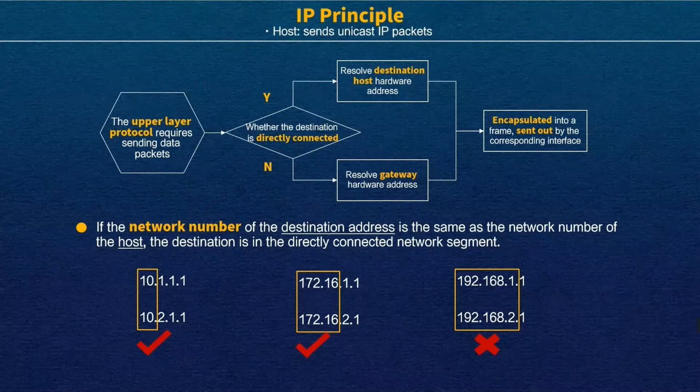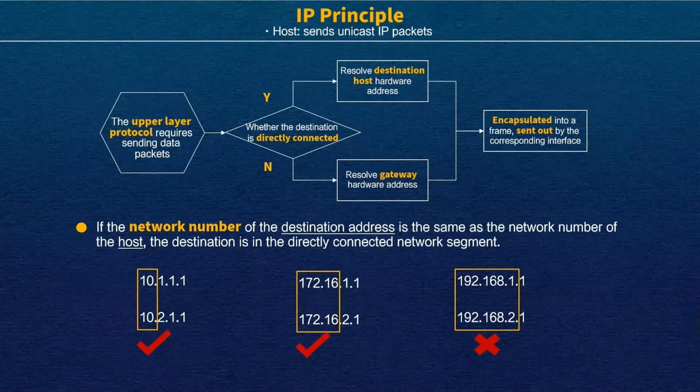So whether they are directly connected or not will directly influence which MAC address we have to get. If they belong to the same segment, I will directly request the destination host's hardware address. That means I will directly ask: hello, IP address 10.2.1.1, what's your MAC address? Then, after we get the MAC address information, I can do the encapsulation.